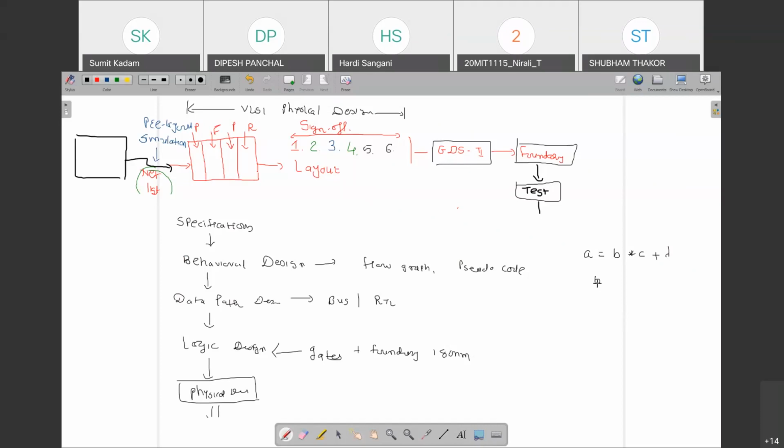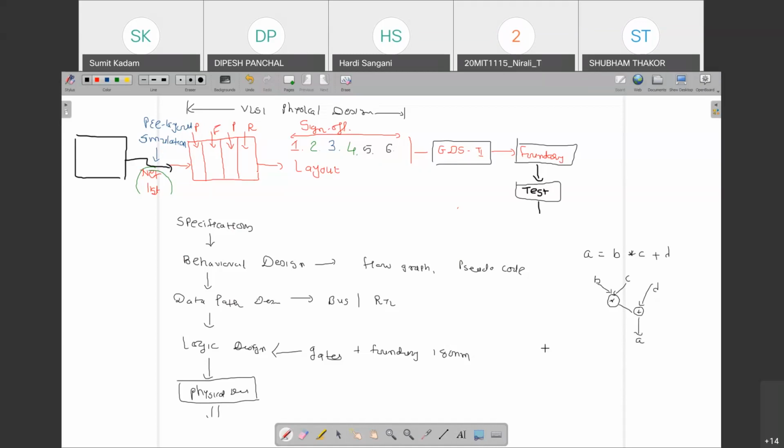So I have a b, I have a c that I have to multiply, and in that I have to add the d, and this is my a. This is flow graph, okay, at the behavioral level.